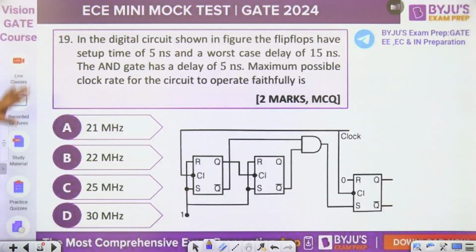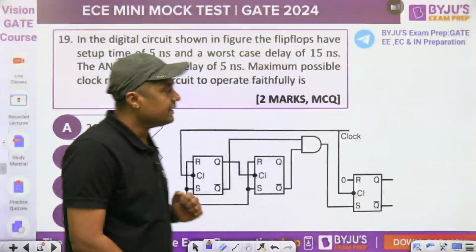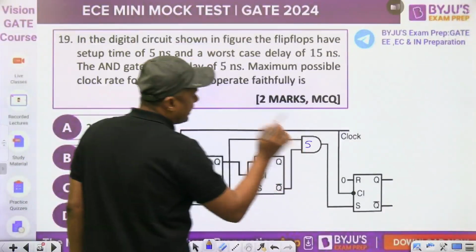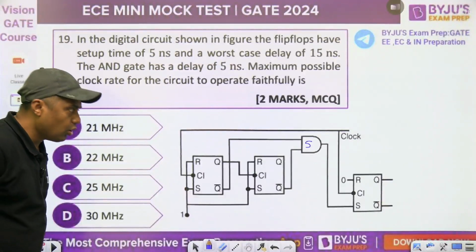Now, in the digital circuit shown in the figure, the flip-flops have a setup time of 5 nanoseconds and a worst case delay of 15 nanoseconds. The AND gate has a delay of 5 nanoseconds. What is the maximum possible clock rate for the circuit to operate faithfully, meaning reliable operation? 21 megahertz, 22 megahertz, 25 megahertz, 30 megahertz.